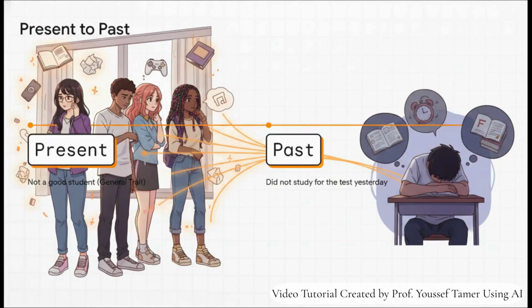Mapping this out visually shows us that time travel works in both directions when dealing with hypotheticals. The general present trait, being a bad student, projects backward to explain a specific past failure, which was not studying yesterday. It proves that who you are right now has a direct, hardwired grammatical relationship with what you did or didn't do in the past.